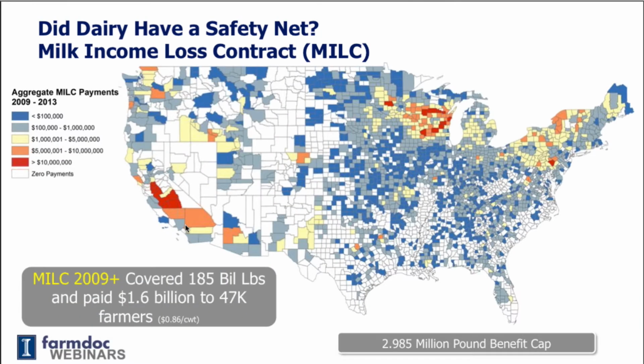But wait a minute. If we go back, we remember that dairy farmers did have a safety net. We've had the MILC program, which is the Milk Income Loss Contract program, since 2002. And if you go back and look at the historical data, since 2009, MILC covered 185 billion pounds of milk and paid nearly $1.6 billion to 47,000 dairy farmers. The problem with the MILC program is that it didn't wholly account for volatility in feed markets, and then there was a 3 million pound cap on benefit constraints. So the MPP program helps to address some of those concerns by directly tying in feed prices and then getting rid of all eligibility constraints.